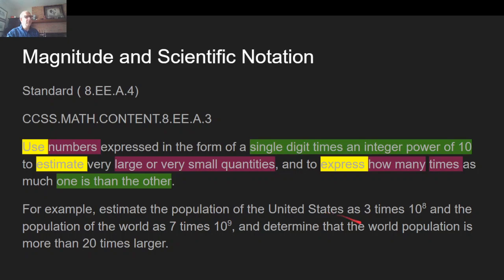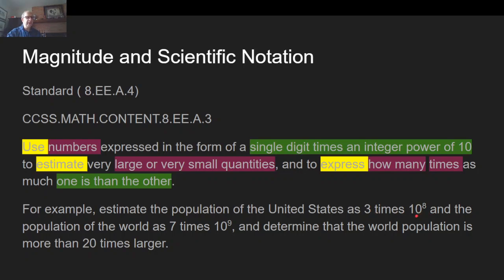So an example of scientific notation would be 3 times 10 to the power of 8 is the population of the United States, while 7 times 10 to the power of 9 is the population of the world. I'm going too fast, I'm getting confused. So you determine that the world population is 20 times larger than the population of the United States.